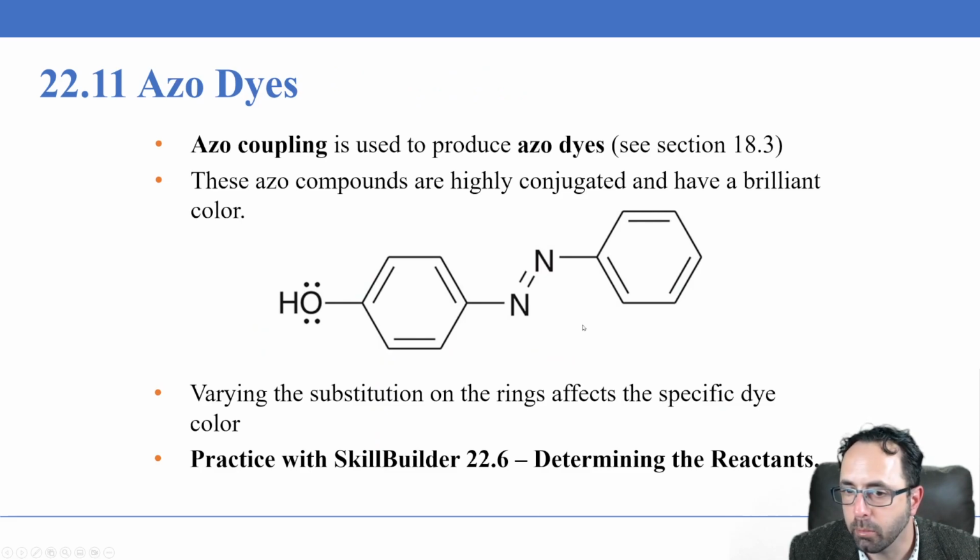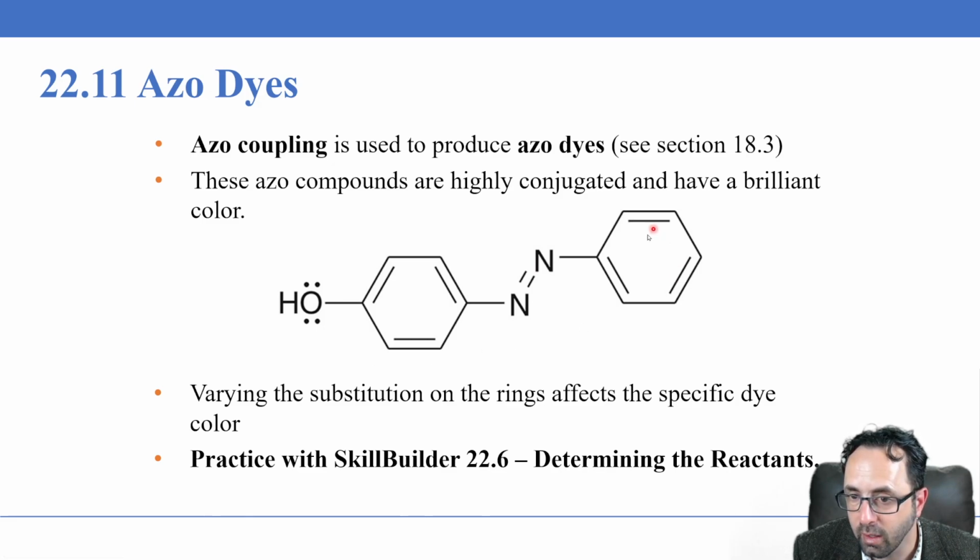So Azo coupling is used primarily in the production of Azo dyes. You'll notice that this reaction has extreme resonance stabilization, as we discussed in chapter 18. The more resonance stabilization there is, the longer the wavelength of light that will be absorbed. And if you have enough of these conjugated double bonds, we can get absorption in the visible range, which is what occurs due to the extensive resonance of this molecule.